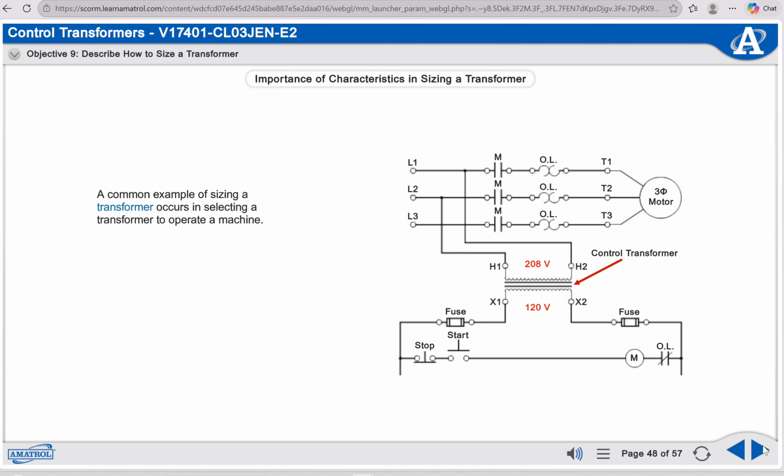A common example of sizing a transformer occurs in selecting a transformer to operate a machine. Many machines require a transformer to step down the line voltage, 480 volts AC or 240 volts AC, to the operating voltage of 120 volts AC.